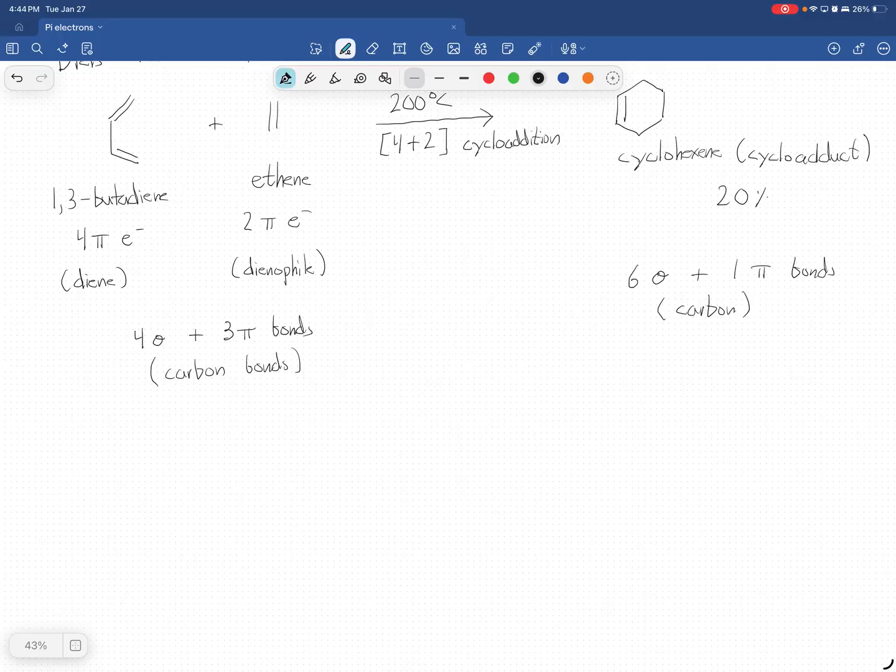All right. So let me go over a few more things here, and then we'll do a little something at the end, and then we'll call it a day. So concerted, intermolecular, cycloaddition.